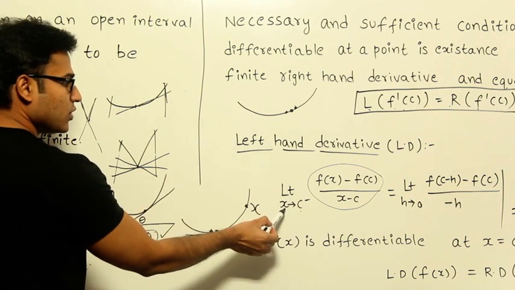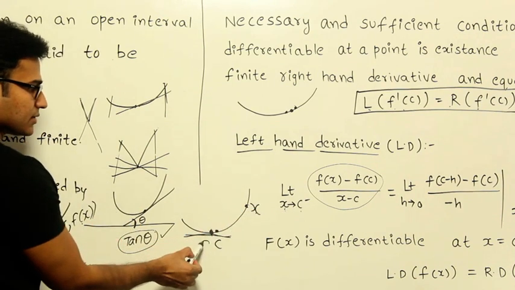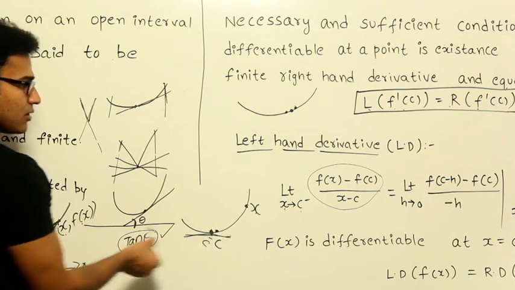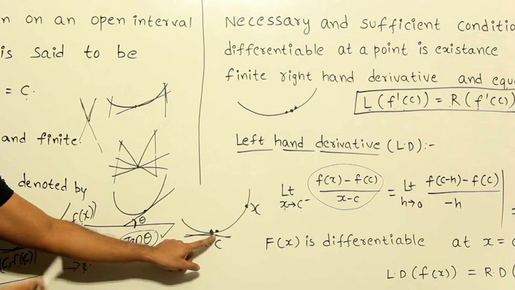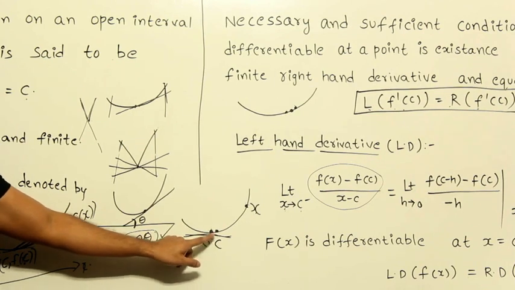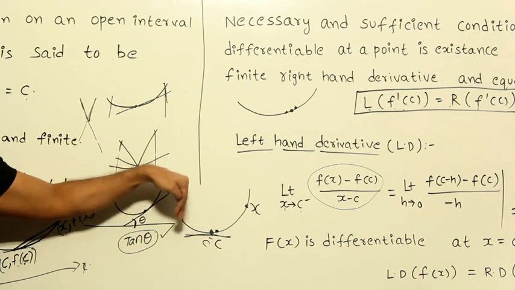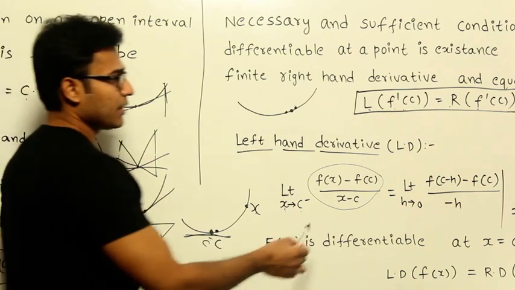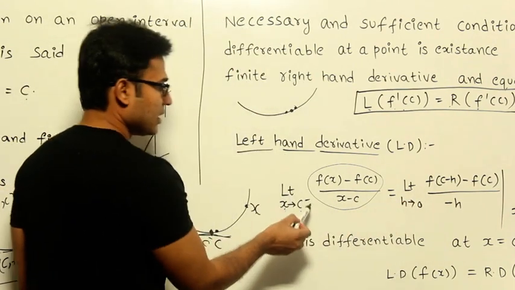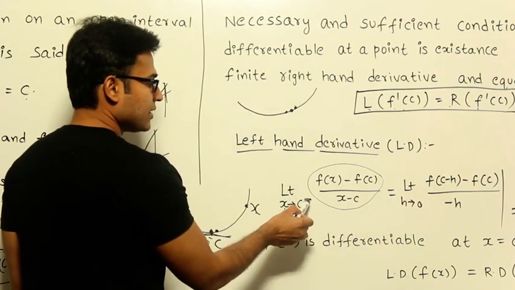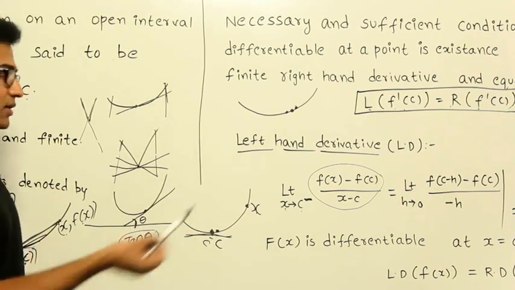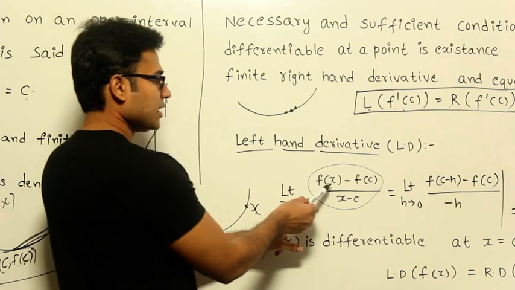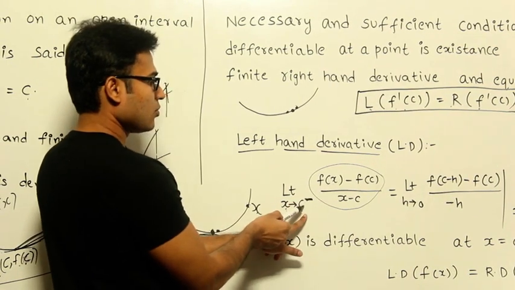So just move x towards c minus. Now whatever line you are going to get, that is nothing but the tangent drawn at this point, and whatever its slope is, that is nothing but the slope of the tangent at a point to the left of c. Now what about the other side? Moving to c minus means we can subtract a small number h and substitute it in place of x.